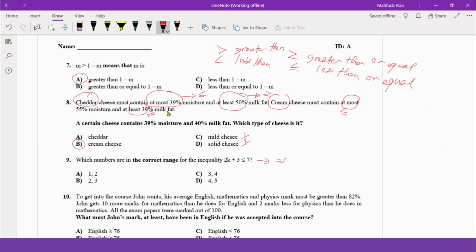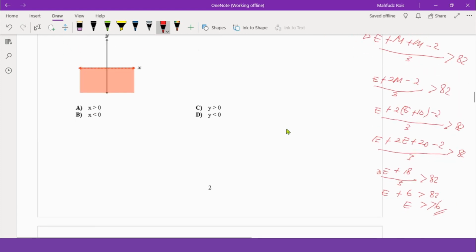If we move 7 to the right, it will be less than 4. So k is less than 2. Remember, k is less than 2, so this one is 1 and 2, right? Because 2 is included here, we have equals, so it will be 1 and 2. The rest are wrong.